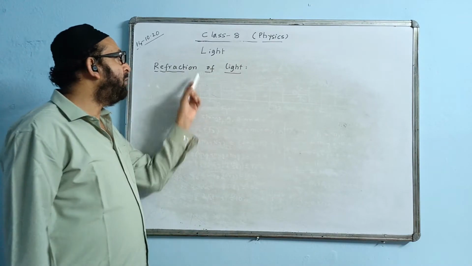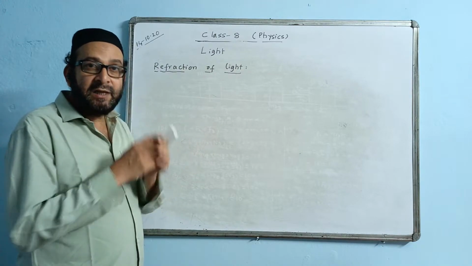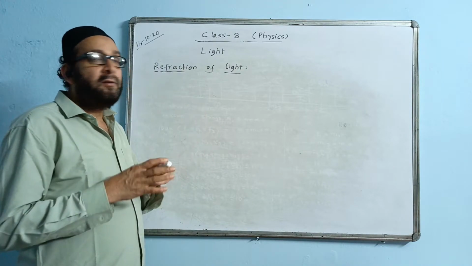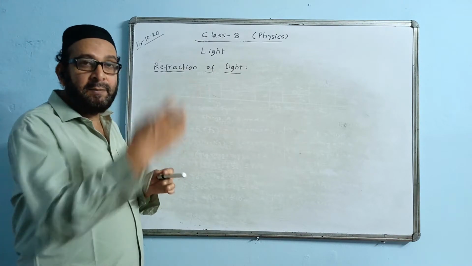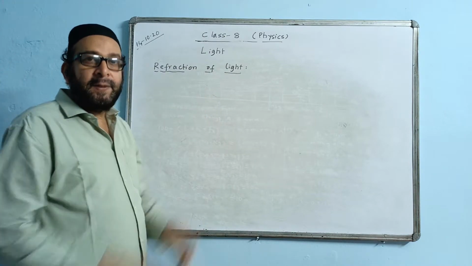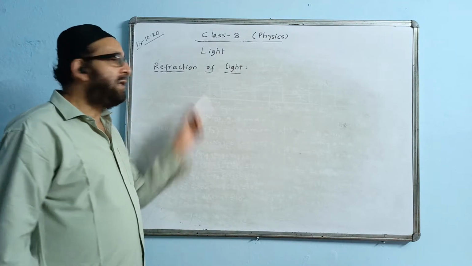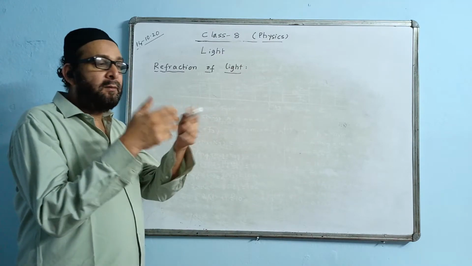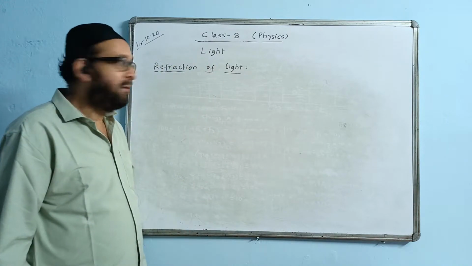That means we know that light travels faster in the rarer medium, whose density is less, and light travels slower, with less speed, in the denser medium. When the medium is optically dense, the speed of light will slow down, will become less. Whereas in the rarer medium, where the density is less, light will travel faster.